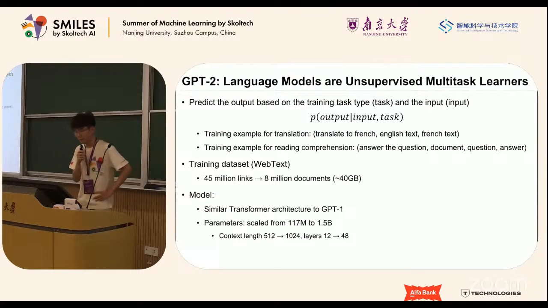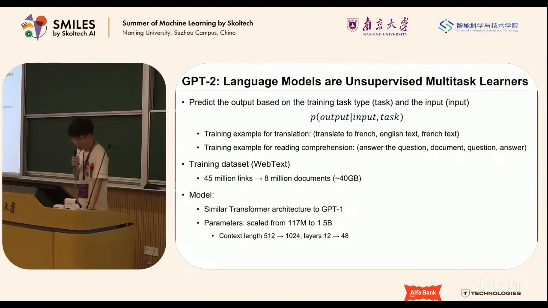To perform unsupervised multitask learning, GPT-2 frames it with the conditional probability as predicting the output given the input and the task type. For example, for a translation task, the input is formatted as translate to French, English text, French text. It was trained on the WebText dataset containing 45 million links, which is filtered down to 8 million documents. This is very high quality.